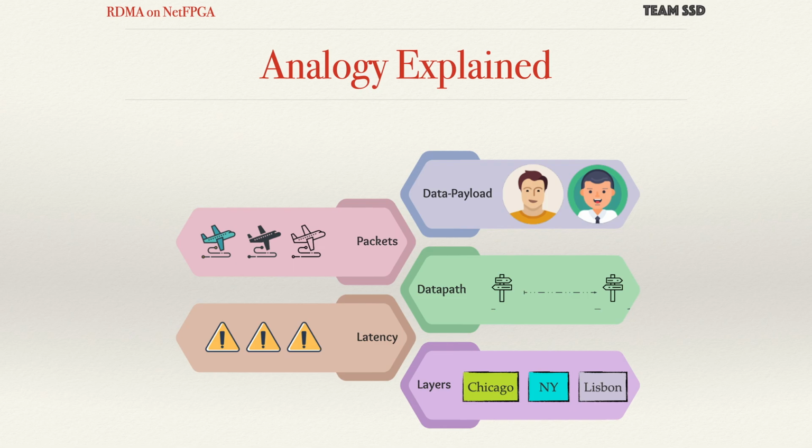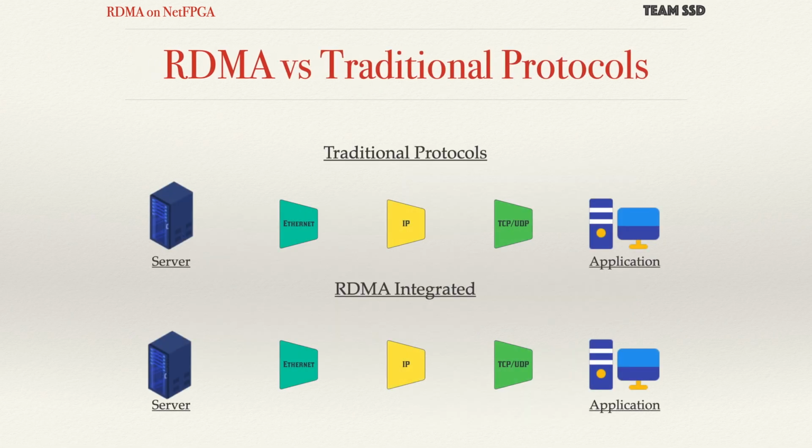How can we help? We found this technology called Remote Direct Memory Access, shortened as RDMA. With traditional protocols, if we want to send a message from the server to the application, as you can see at the top of the screen, we have to layer and delayer through all these protocols such as Ethernet, IP, and TCP/UDP, and finally get to the application. But if we have RDMA integrated into this process, we can skip all of that and directly send the message to our application.